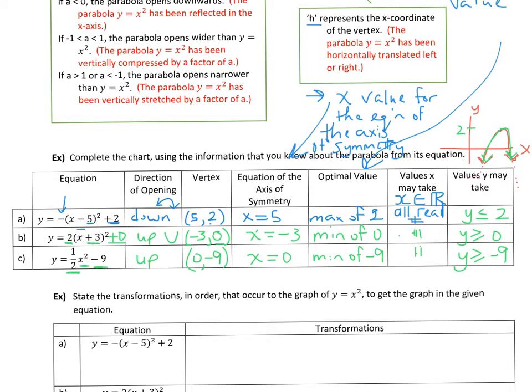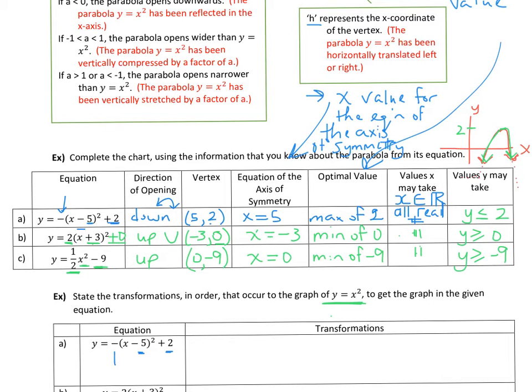All right, so let's move on to transformation language here. State the transformations in order that occur to the graph of y equals x squared to get the graph in the given equation. So remember, every parabola, every quadratic can be expressed as a transformation of this parent quadratic. So if I look at this, I'm always going to do reflections and compressions or stretches first, and then I do my translations left, right, up, and down second. So kind of think left to right as long as it's written in that standard vertex format of a times (x minus h) all squared plus k.